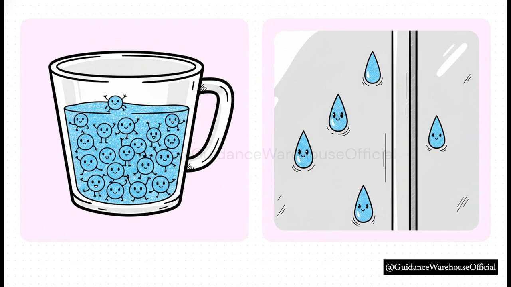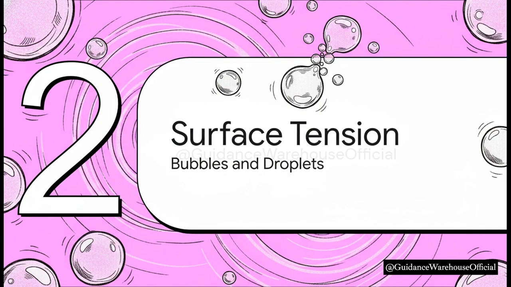On the flip side, we have adhesive forces. These are the attractions between molecules of different types. So when raindrops cling to your glass window pane, that's adhesion at work. The water molecules are actually attracted to the glass molecules. So the balance between cohesion and adhesion dictates exactly how liquids interact with their environment. Moving on to section 2, surface tension and bubbles.